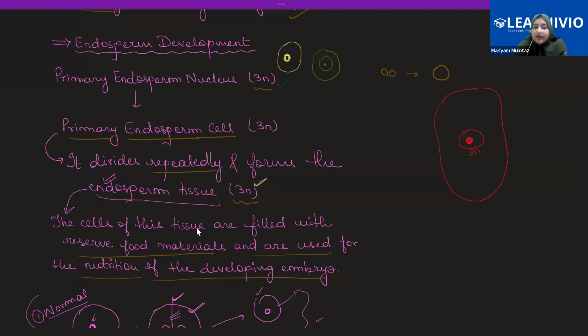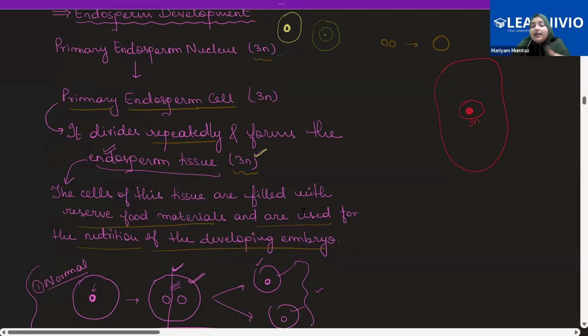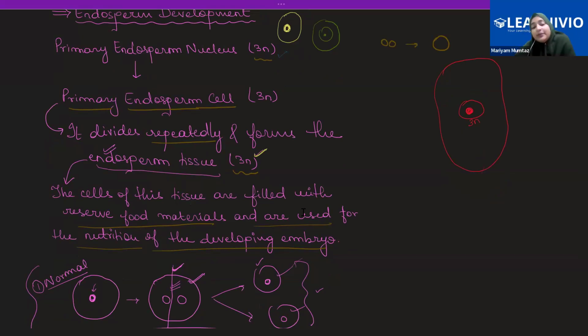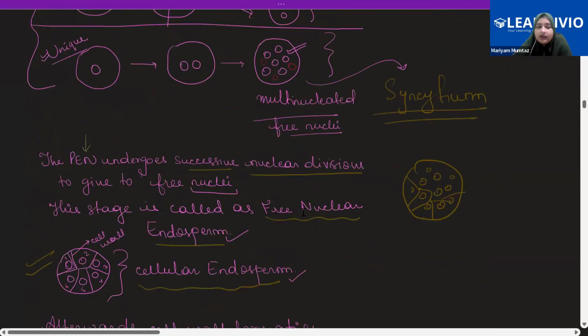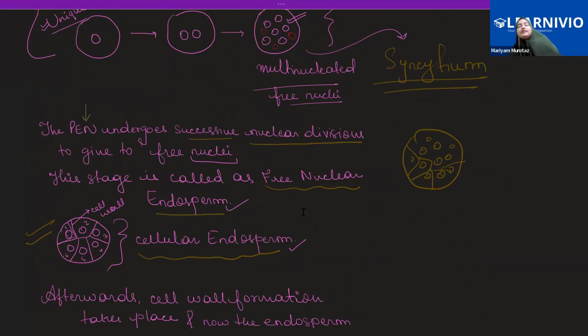Now, this primary endosperm cell divides repeatedly to form the endosperm tissue, which is again triploid. And since it is triploid, it has abundant food reserve. Whenever the embryo will be growing, it will derive its proper nutrition from this endosperm tissue only. So now the primary endosperm nucleus undergoes two types of division: one that is free nuclear and the other that is cellular.